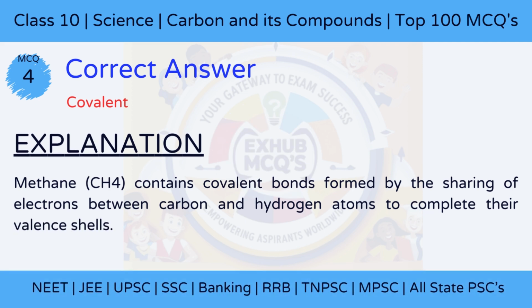The correct answer is option B, covalent. Explanation. Methane has covalent bonds where carbon shares its 4 electrons with hydrogen atoms to form a stable molecule. These shared electrons allow both carbon and hydrogen to complete their valence shells.